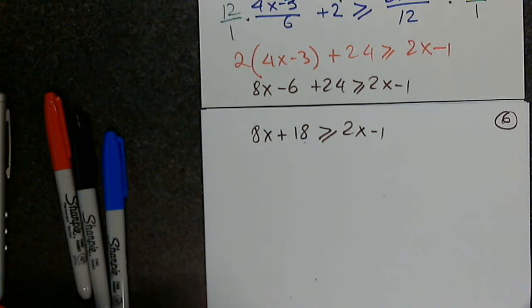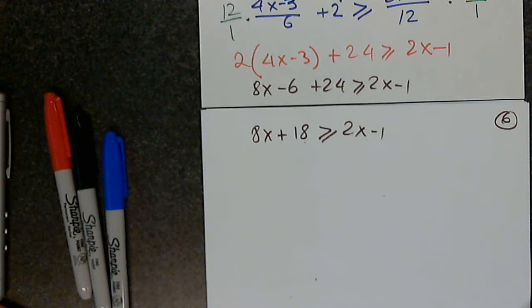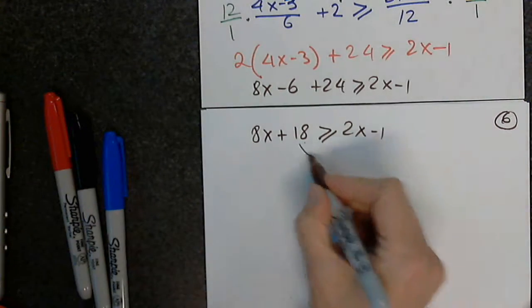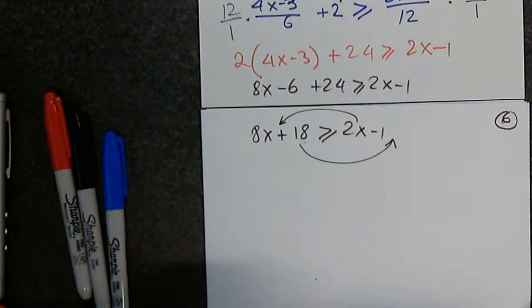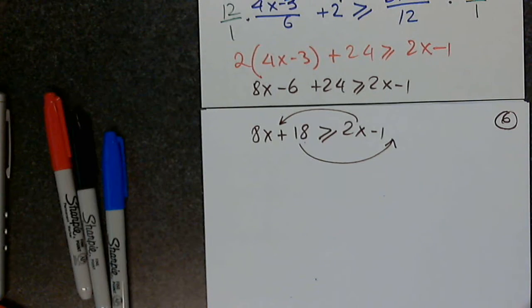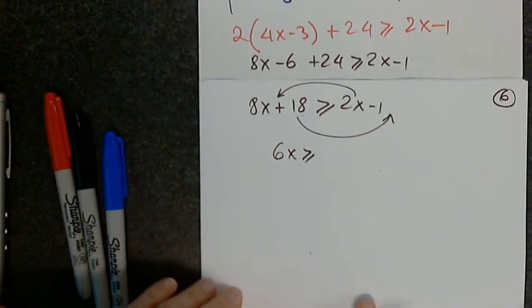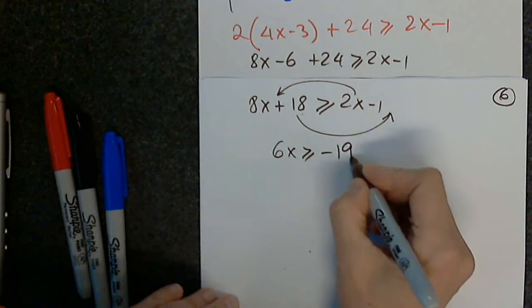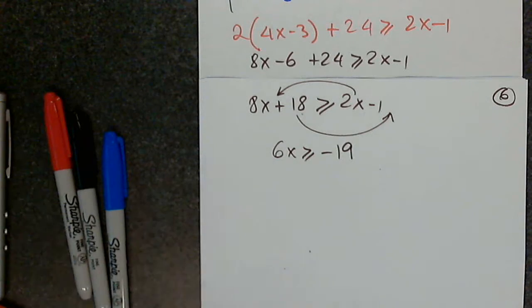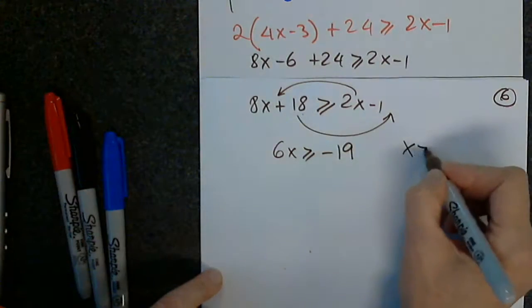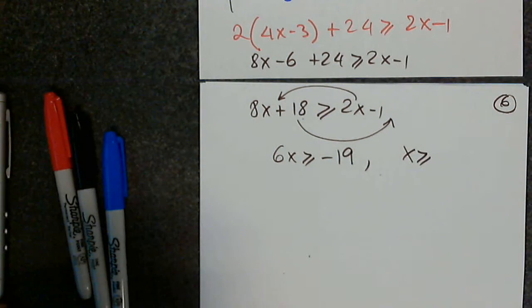Perfect. Now, like with linear equations, I want to separate the variable from the rest. So yes, I want to move 18 to this side, and I want to move 2x to the other. So what would you say I should write? 6x. Perfect. Greater than or equal to? 19. Very good, but negative. So when we move a term from one side to the other, we have to change its sign. Very good. And final step, x greater than or equal to?